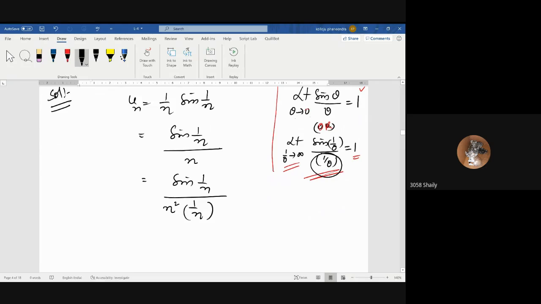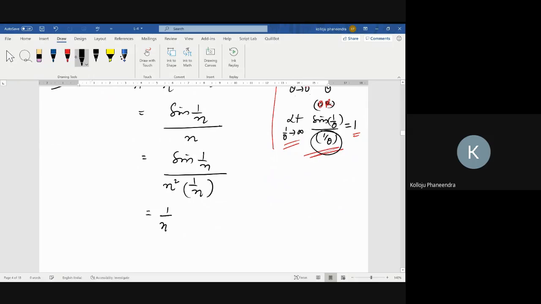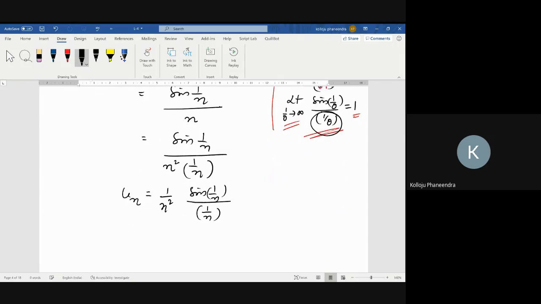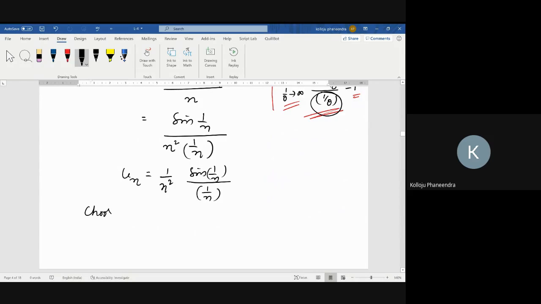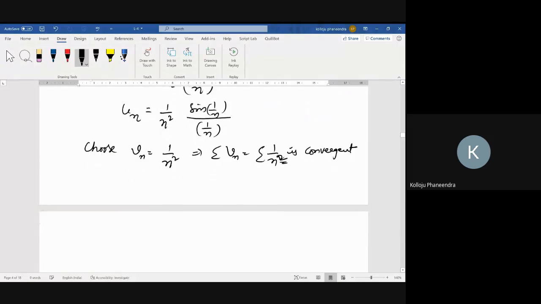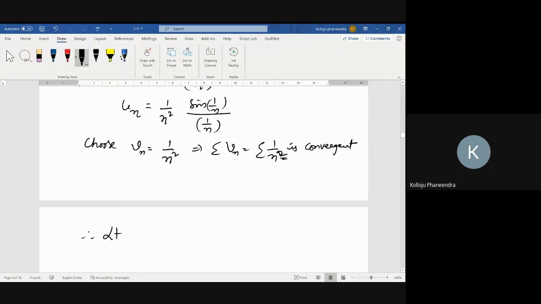Any doubts? So I can write this as 1 by n square times sine 1 by n by 1 by n. This is my un now. Now choose vn as 1 by n square. That implies sigma vn equals sigma 1 by n square, which is a convergent series, since 2 is greater than 1. Therefore, whatever the limit value, limit un by vn as n tends to what?